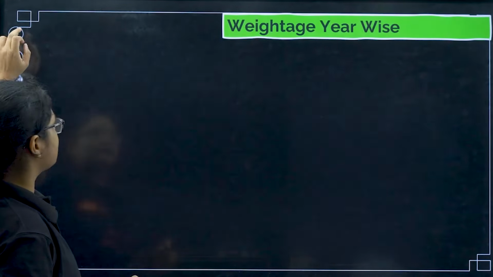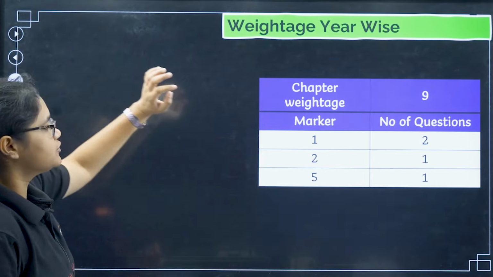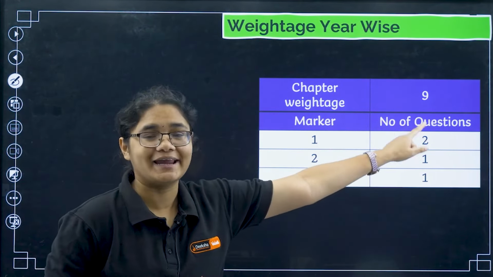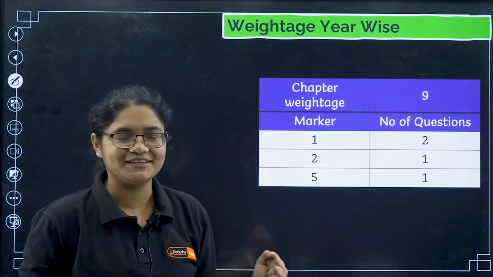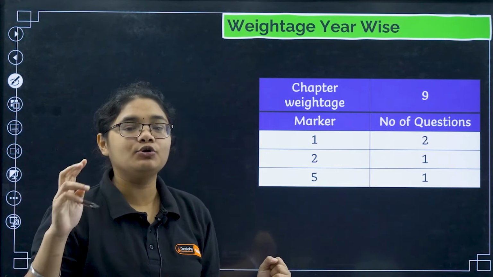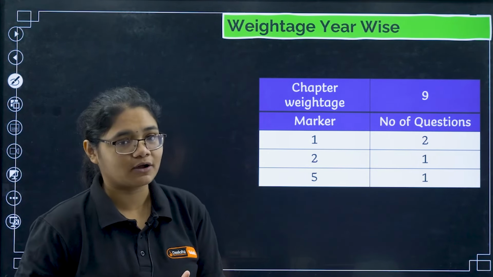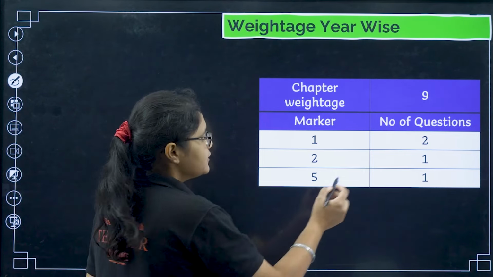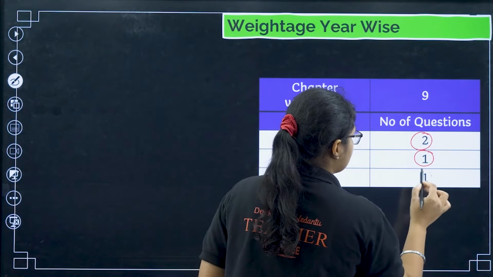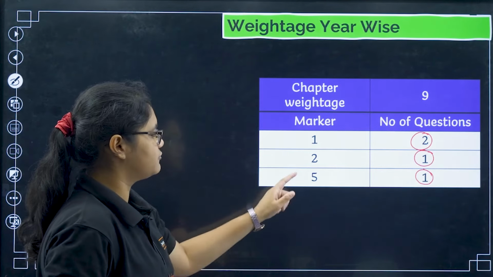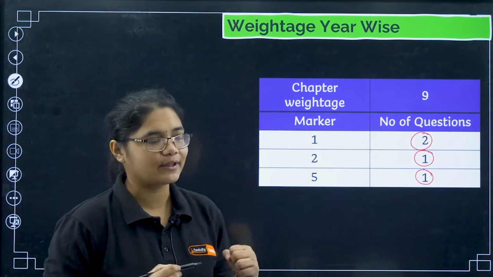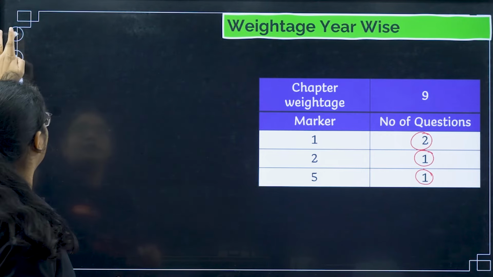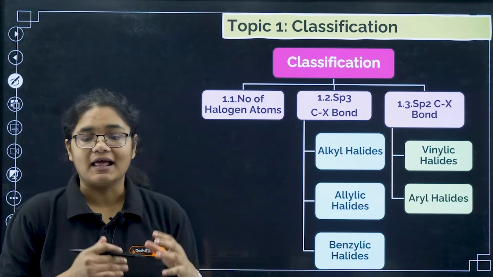So let's start with classification. Now the weightage: in last year's 2025 paper, this chapter had 9 marks. And how was this 9 marks distributed? There were 2 MCQs, or I can say 2 one-marker questions, 1 two-marker question and 1 five-marker question. So 5, 6, 7, 8 and 9. Now let's move to the starting topic 1, classification.